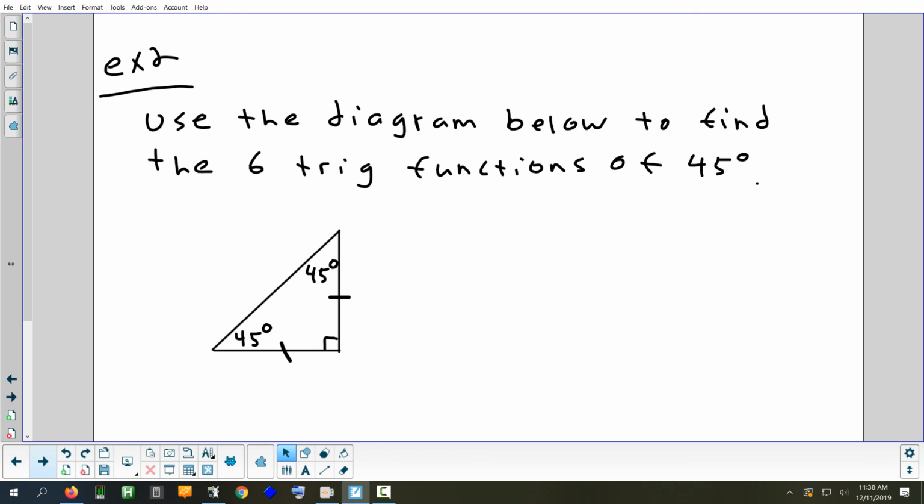So what numbers would be the easiest? 1, 1, square root of 2. If you said, well, I'm going to make this 4, that's okay. 4 squared plus 4 squared would be 32. And then this would be the square root of 32. That's just a bigger version of a 45, 45, 90. You will get the same answers. Okay.